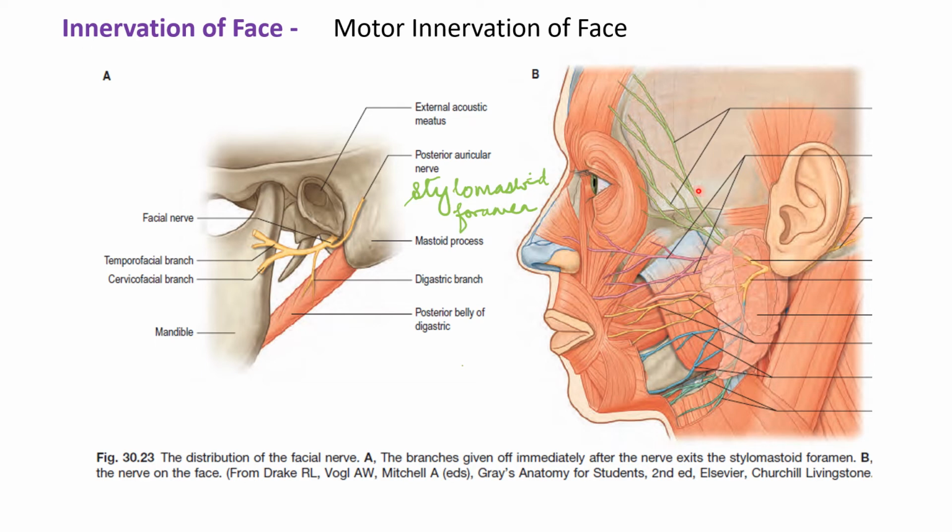These divisions further divide into branches, which at times join together, rejoin and then further divide, ultimately giving rise to these 5 terminal branches which are going to be supplying the superficial muscles of the face as well as the neck. These are the temporal, the zygomatic, buccal, upper buccal, lower buccal, mandibular and the cervical. So now let's do it in detail so that we are also able to understand the case which we saw earlier.